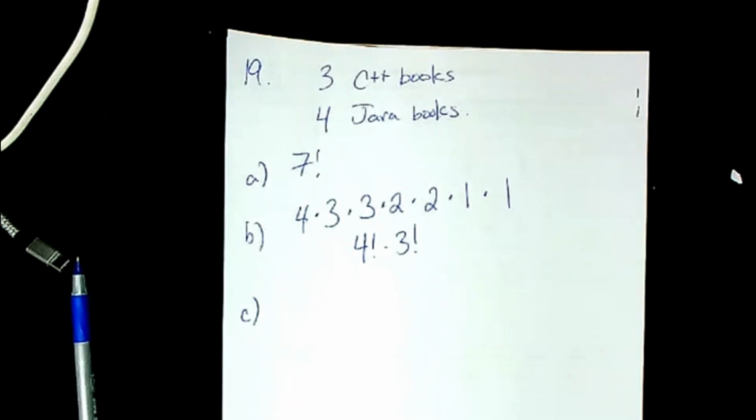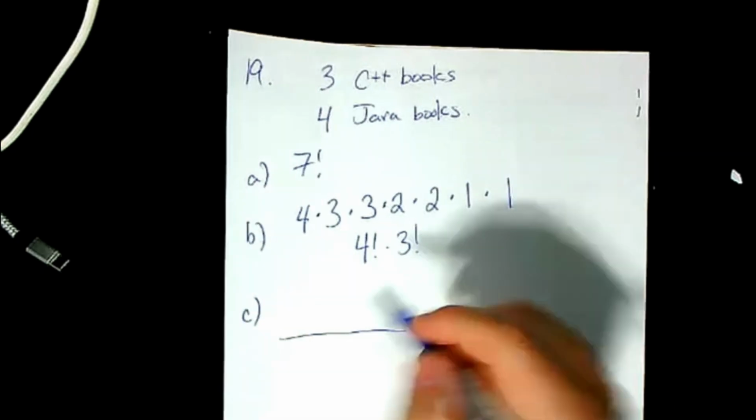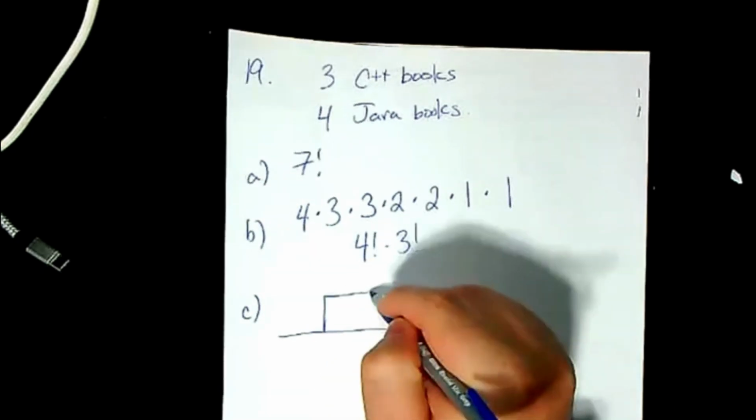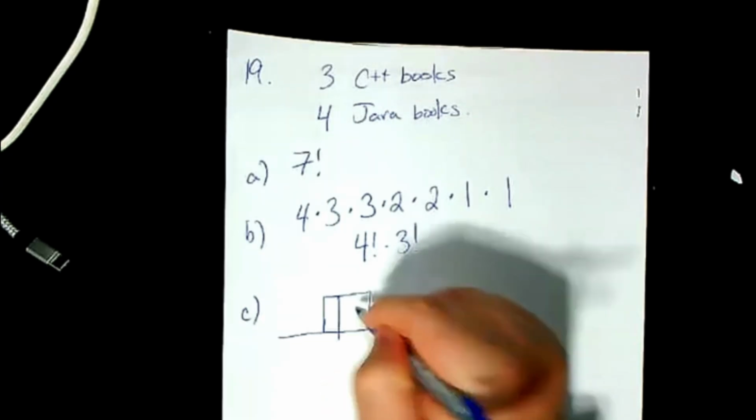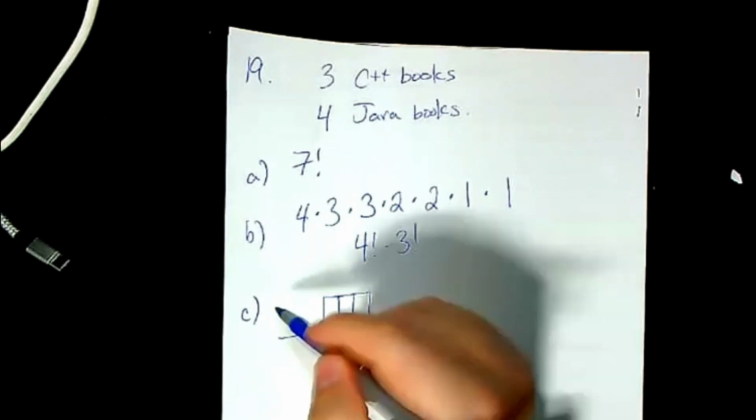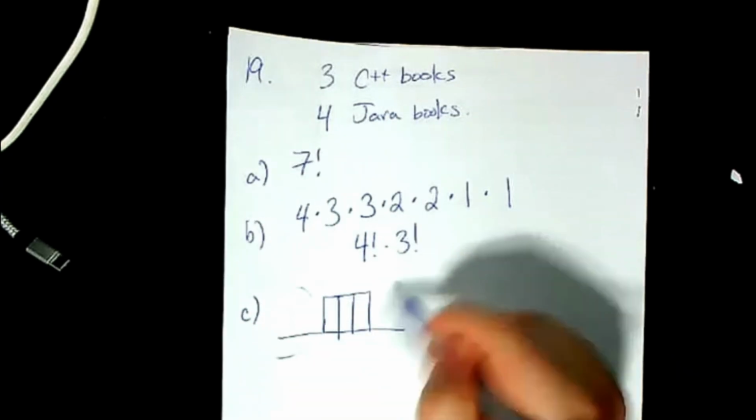Part C, all the C++ books must be next to each other. Okay. So the question is then, if here's the shelf, I've got this chunk of 3 C++ books in the middle, and then I may or may not have some Java books here, and I may or may not have some Java books here.